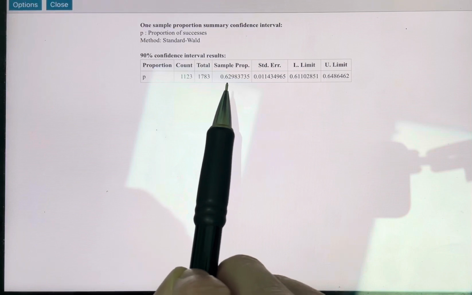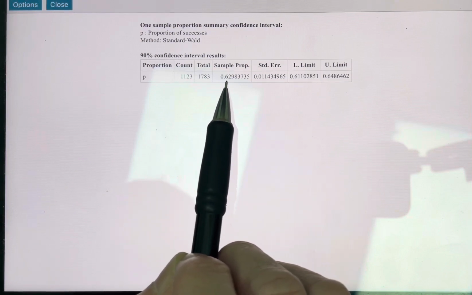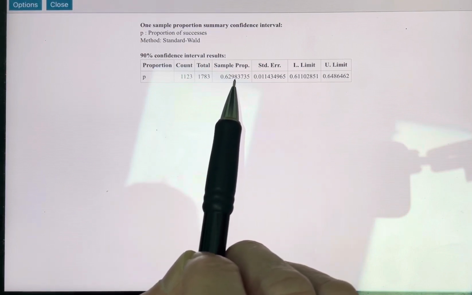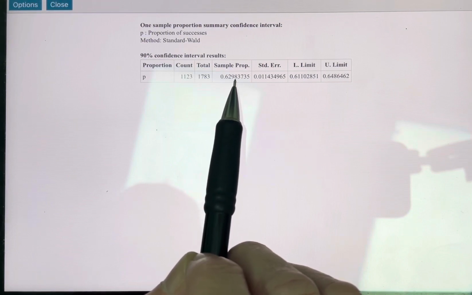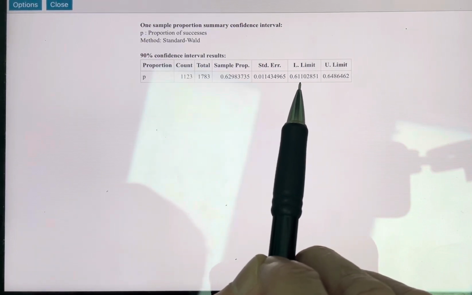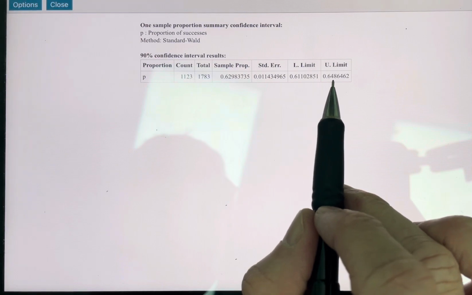Okay, so here's our sample proportion, 0.6298. Remember, I rounded that to 3 decimal places, 0.630. And here's our lower limit. I'll make a note of that, 0.611. And our upper limit is 0.649. So we found our lower limit and our upper limit. Let's go back to our paper and answer the question.